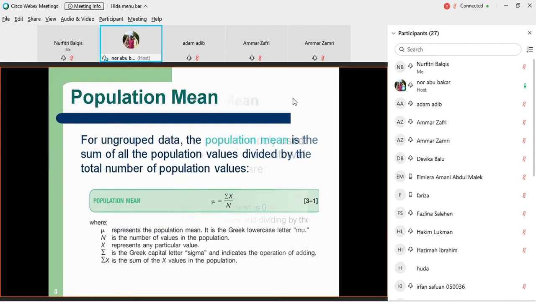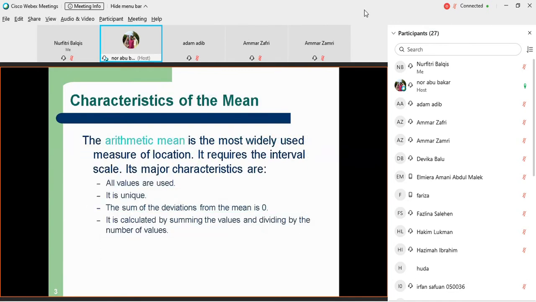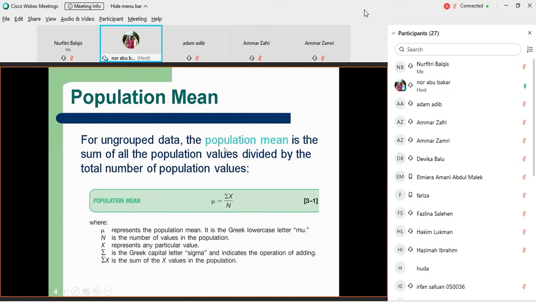Okay, you can read what is the characteristic of mean and how to obtain it. First, population mean. Do you see the symbol? This is the notation or the symbol for population mean, represented by a Greek letter called mu. So mu is population mean in statistics.